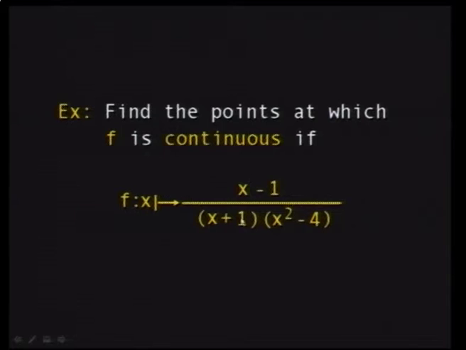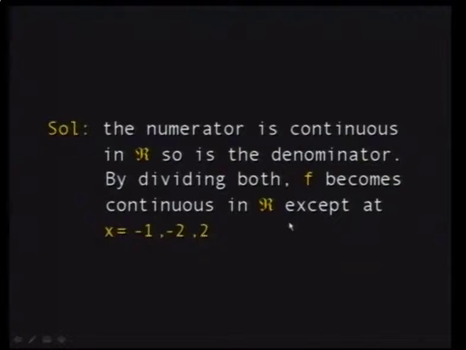This one is continuous on R, and this one is also, and therefore the quotient is continuous on R, except those points at which the denominator vanishes. What are they? x is equal to minus 1 here, the roots, and x is equal to 2 or minus 2. So f is continuous on R, except at x equal to minus 1, minus 2, and 2, which are the roots of the denominator.